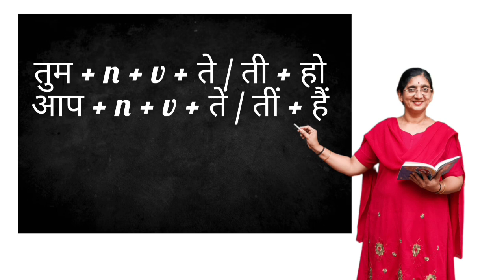ती to represent feminine gender. Likewise, a present tense sentence starting with the second person plural word आप, that is you, addressing an elderly person, will end with हैं, that is are. It will have a noun and a verb in the middle of the sentence. And here comes the difference. For a simple present tense sentence, along with the root verb, we will use ते to represent masculine form and ती to represent feminine form.